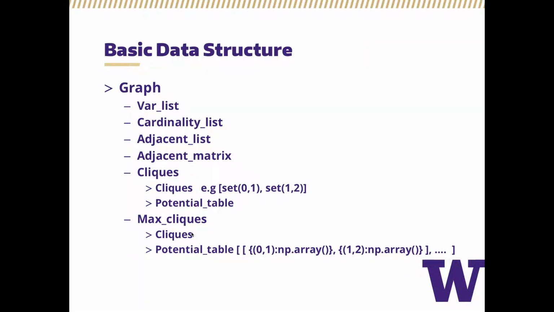First, I'll introduce my data structure. I create a graph class which contains a variable list and its corresponding cardinality list. I also use an adjacency list and an adjacency matrix to do some graph operations. And the clique set and potential tables are both stored in the cliques or further max cliques.